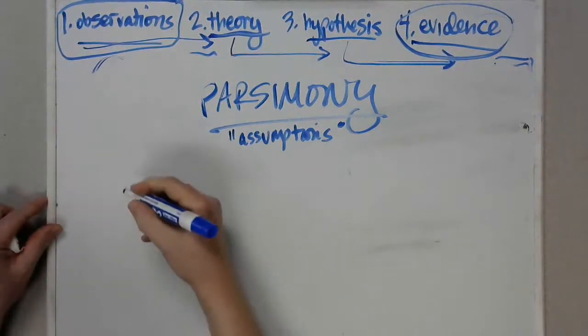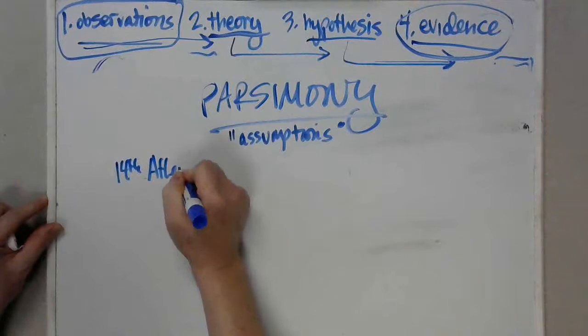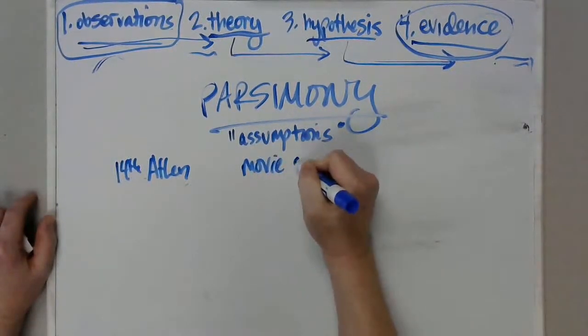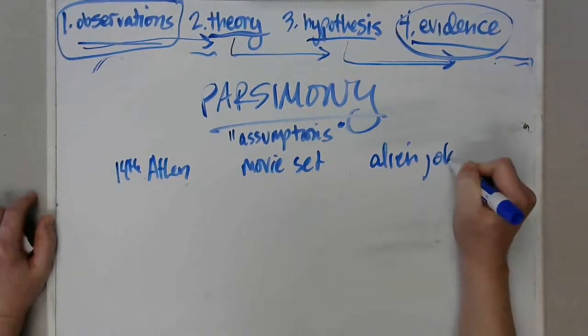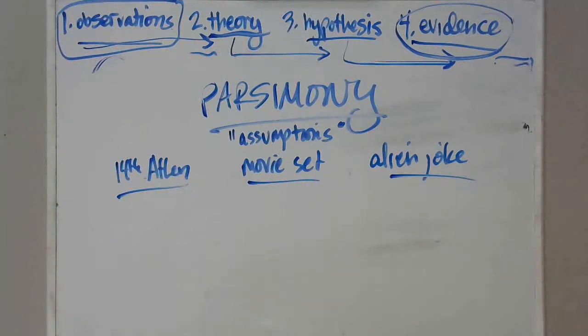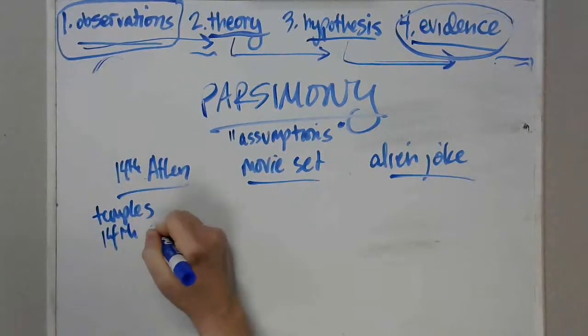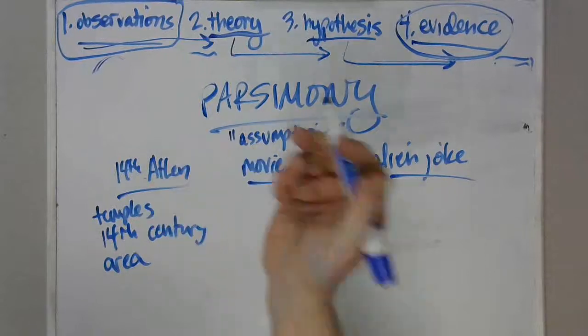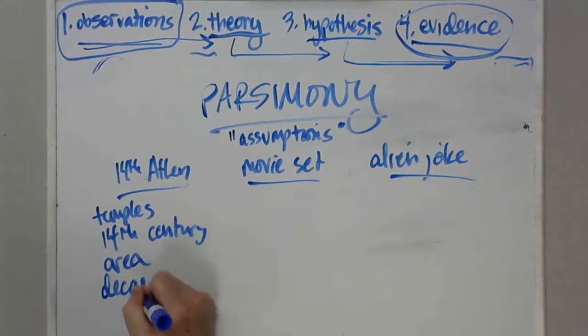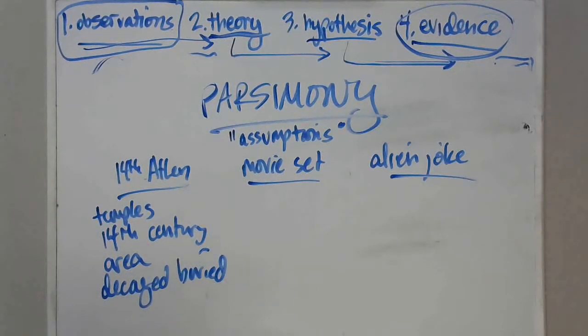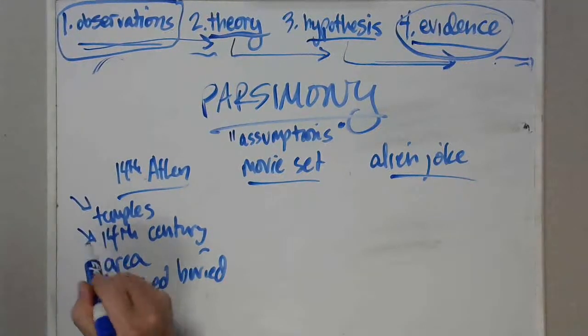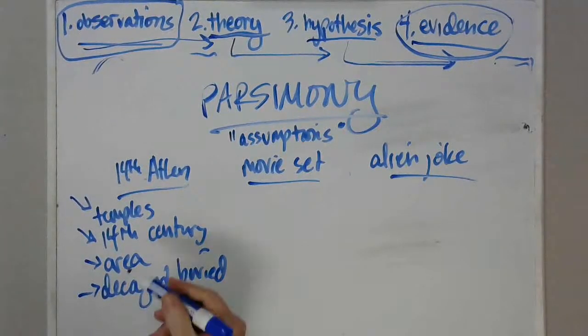So let's look at our three theories here. We've got the 14th century temple of the cult of the god Aten, and then we've got the movie set, and then we've got the alien practical joke. These are our three competing theories. In order for the theory of the 14th century temple of Aten to be true, there would have had to have been temples in the 14th century in this area that would have, over the years, decayed and gotten buried. All of the assumptions behind this theory that would be necessary in order for it to be true, there's independent evidence for all of these things. All of the historical records suggest that that's a reasonable thing to believe, that's a reasonable thing to believe, and so on.